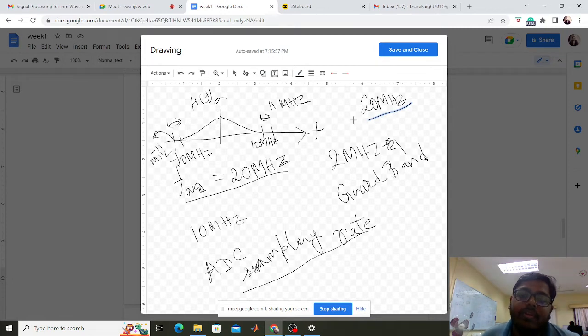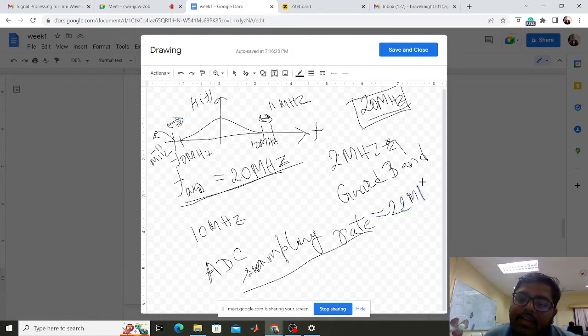So this is 20 megahertz. The Nyquist rate is 20 megahertz, that is mentioned here. But there is an excess 1 megahertz also there, and here 1 megahertz. So the total is 22 megahertz. So the ADC sampling rate should be 22 megahertz, such that this 20 megahertz is there and the total is 22 megahertz.